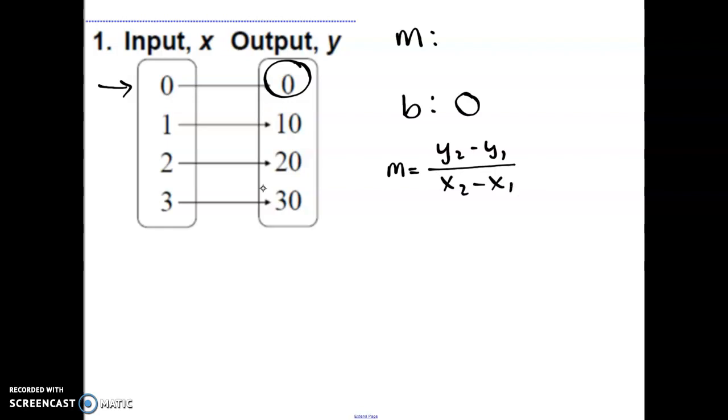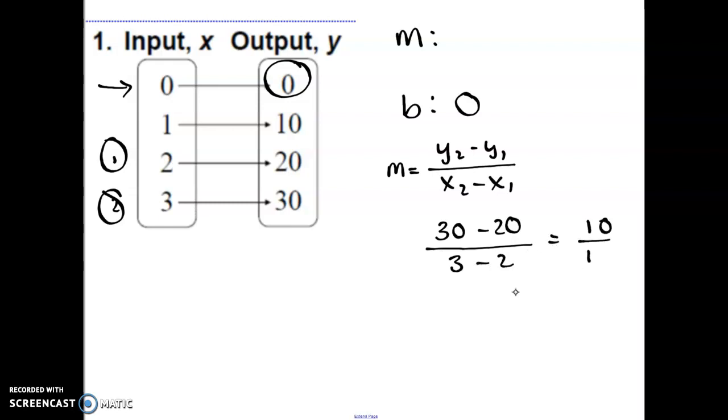For a linear equation, it does not matter which points I pick. So I'm going to go ahead and call this point 2 and this point 1. So my y2 is the y value from point 2, which would be 30. And my y1 is my y value from point 1, or 20. So 30 minus 20. And I have to get my x values in the same order. So my x2 is 3. And my x1 is 2. Simplifying that, I would get 10 divided by 1, or m equals 10.